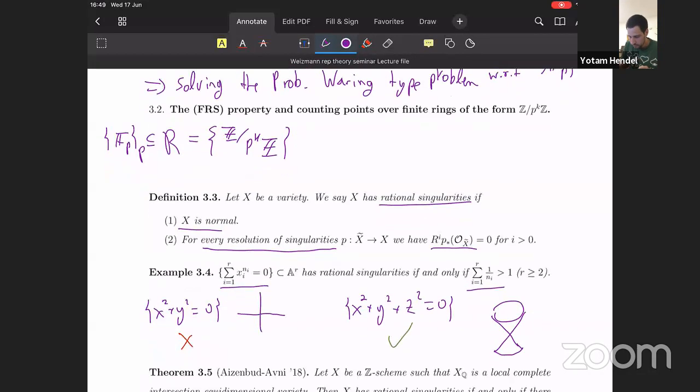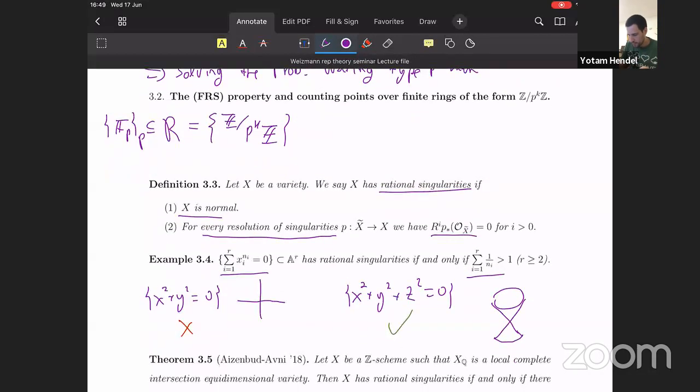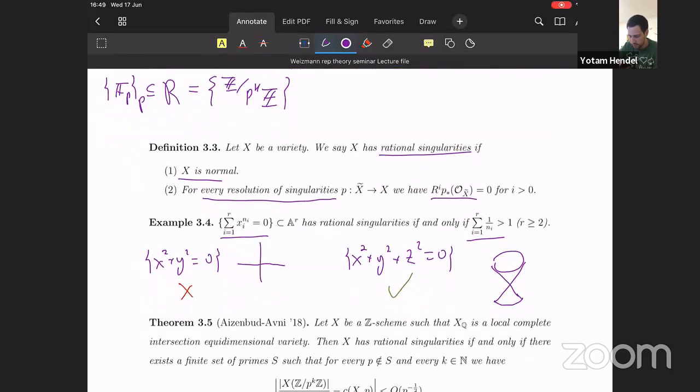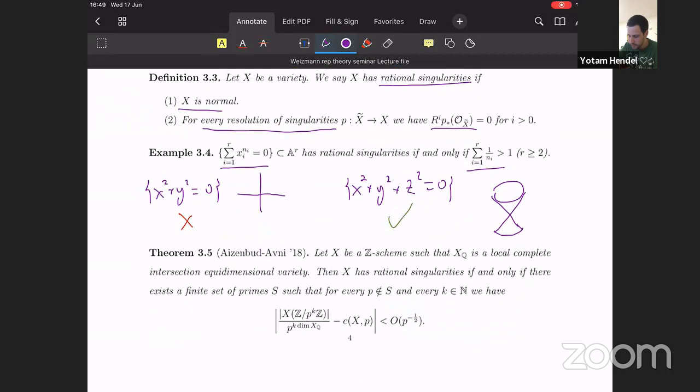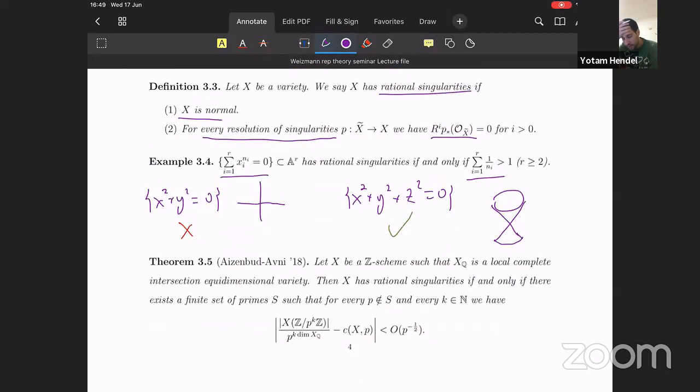And the significance of this condition of having rational singularities is that, by a theorem of Glazer and Avni, for local complete intersection varieties, having rational singularities is the correct condition which allows one to have a nice generalization of the Lang-Weil estimates to counting points over finite rings of the form Z modulo p to the k Z.